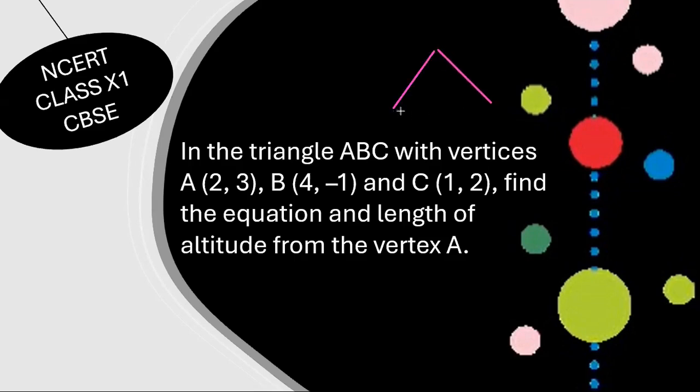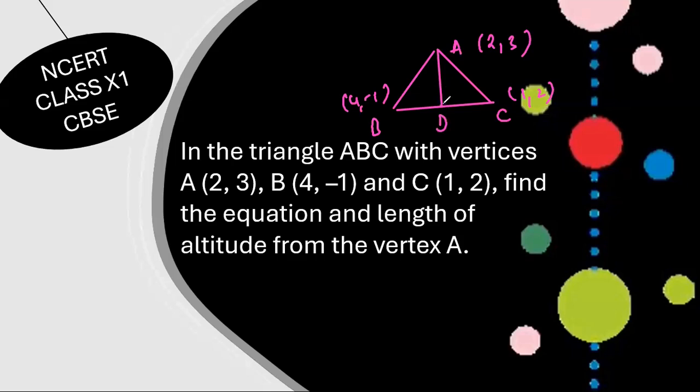So this is a triangle ABC. Okay, let me label it. So this is A, this is B, this is C. The coordinate of A is (2, 3), B is (4, -1), and C is (1, 2). Now there is an altitude from vertex A. Altitude means the height or the perpendicular.